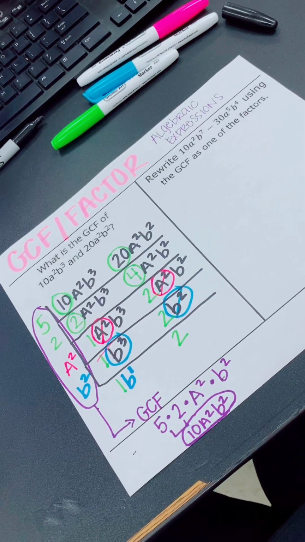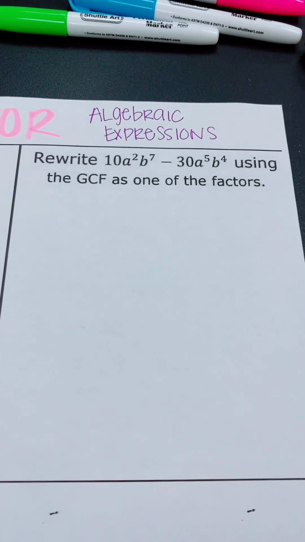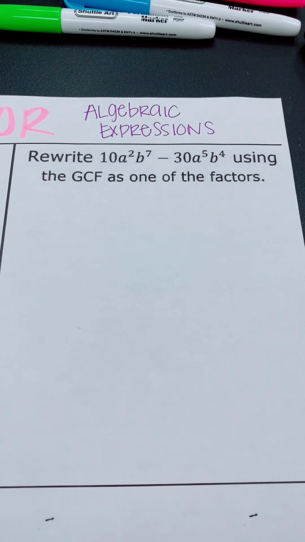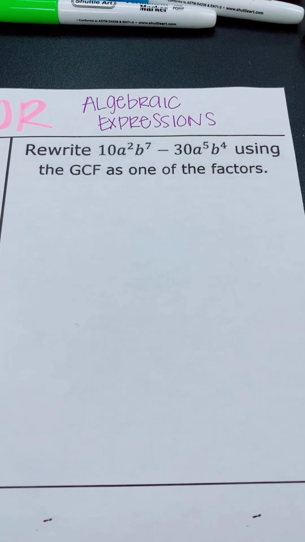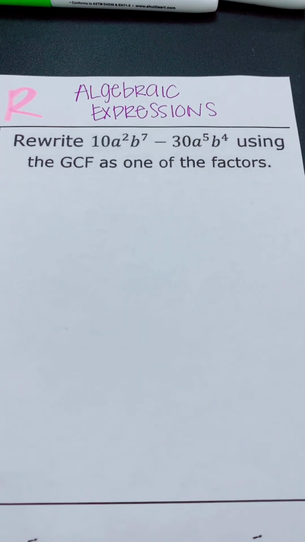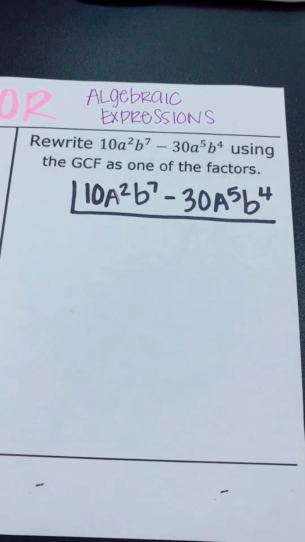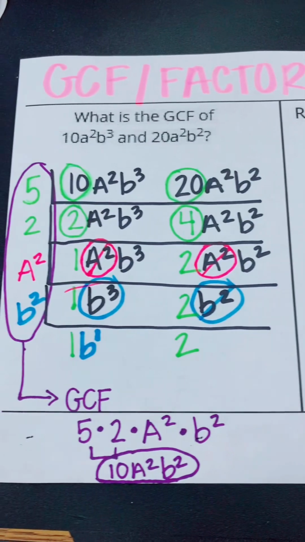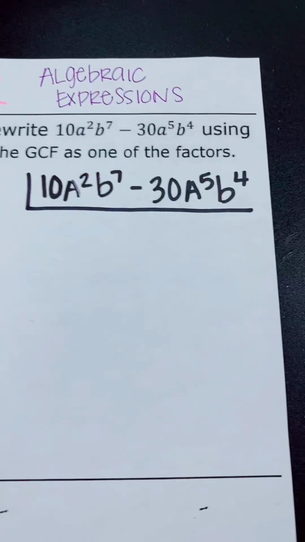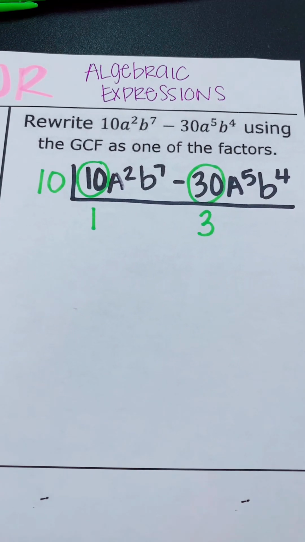Factor and find the GCF of algebraic expressions, part 2. This time we are not only finding the GCF of the two terms, but we are also needing to rewrite the expression using the GCF as one of the factors. I'm going to use the ladder method just like I did in our last example, focusing just on the numbers 10 and 30.